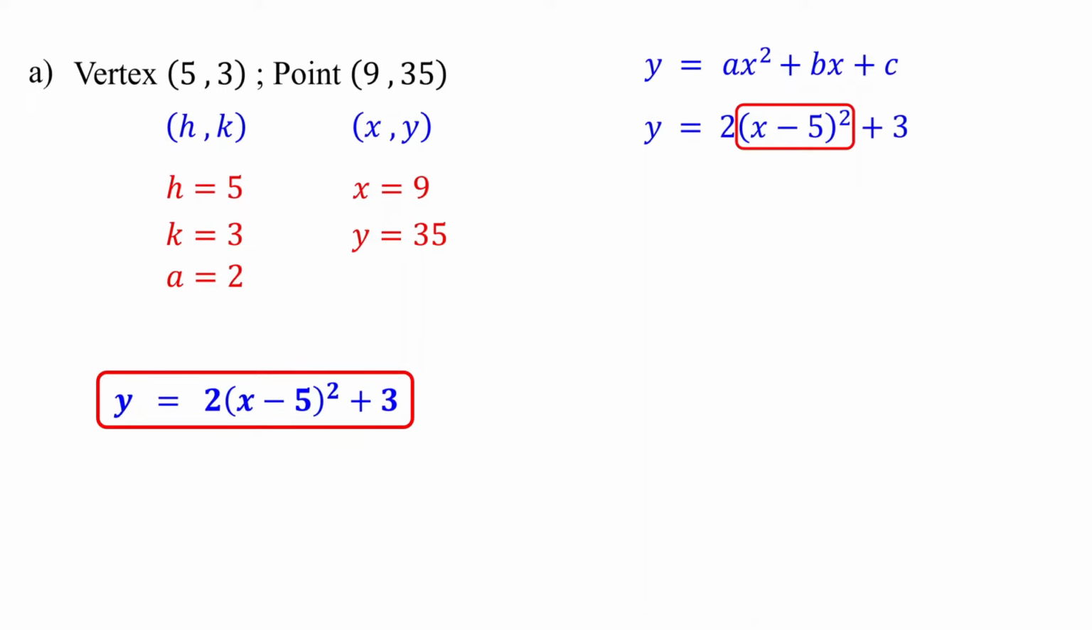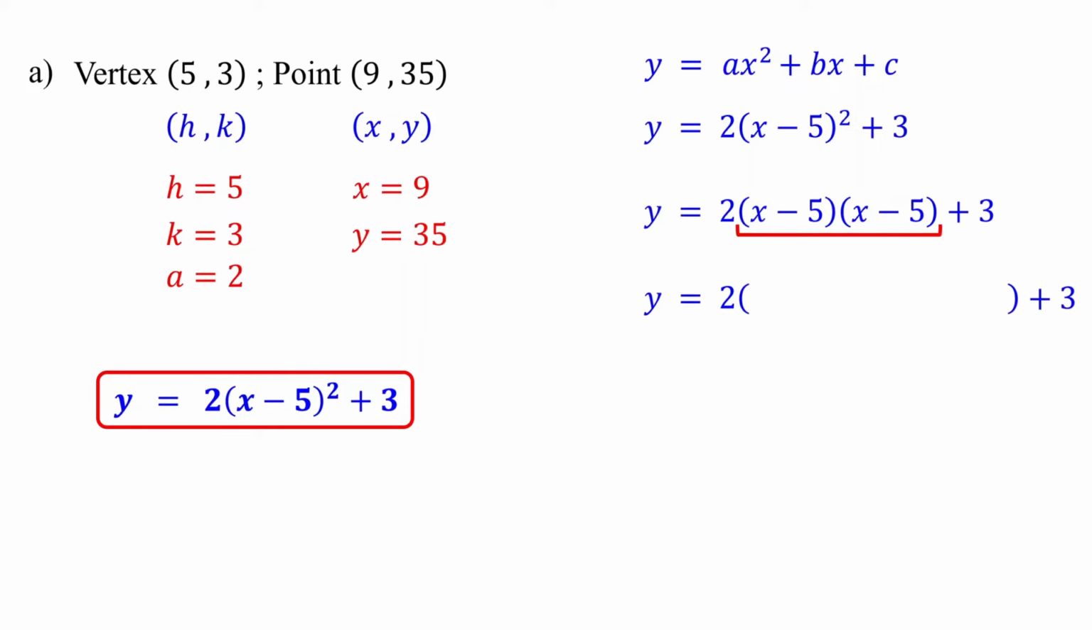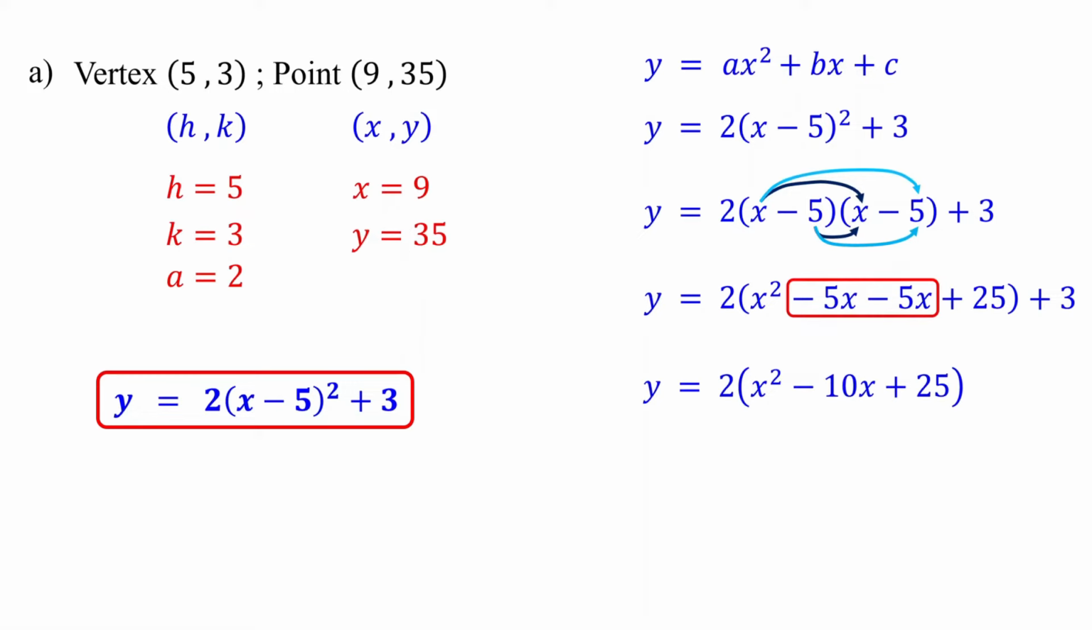X minus 5 squared is the same as x minus 5 multiplied by itself, right? Next, FOIL this. X times x is x squared. X times negative 5 is negative 5x. Negative 5 times x is negative 5x. Negative 5 times negative 5 is 25. Combine like terms. Then, distribute the 2.